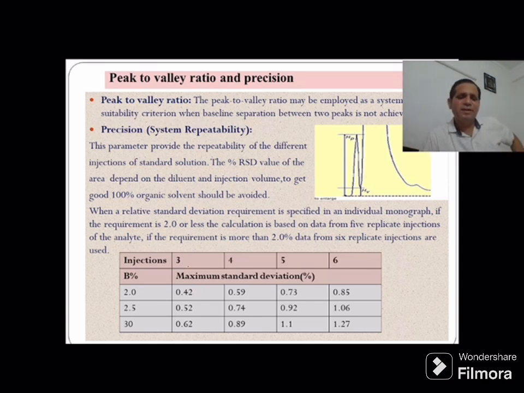Suppose if we are injecting 3 standards, then the percentage RSD value of the area should be less than 0.42 percentage. When you are injecting 4 injections of the standard solution, at that time the percentage RSD value should be not more than 0.59. And when you are injecting 5 injections of the standard solution, at that time the percentage RSD value of the area for 5 injections will be 0.73. When we are injecting 6 injections, then the percentage RSD value for 6 injections is 0.85. So this value also depends upon the percentage B.